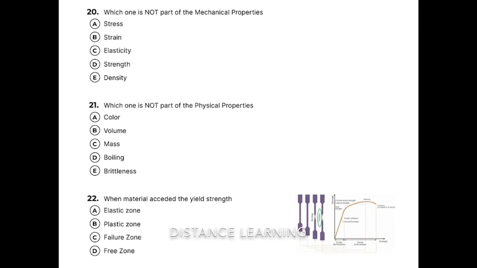Then you should be able to distinguish in the stress-strain curves the difference between the different modes and zones. In the stress-strain curve, you've been asked: if the material exceeded the yield strength, what zone would it be? If a material exceeded the yield strength, then the material would be in the plastic zone, where it cannot come back to its original form. And if the material is below the yield strength, it would be in the elastic zone. So if the force is released, the material would come back to its original state and have the same form it started with.